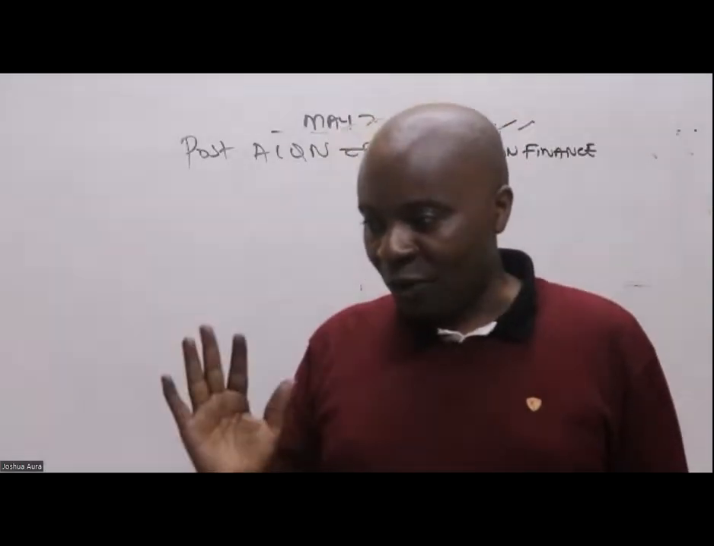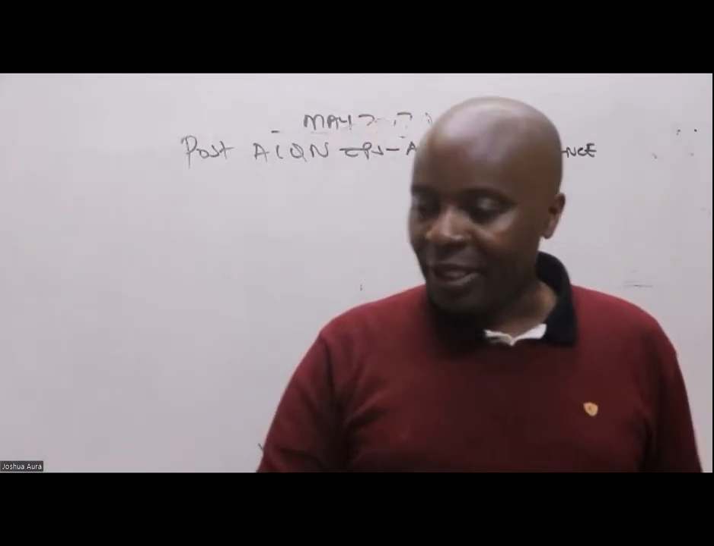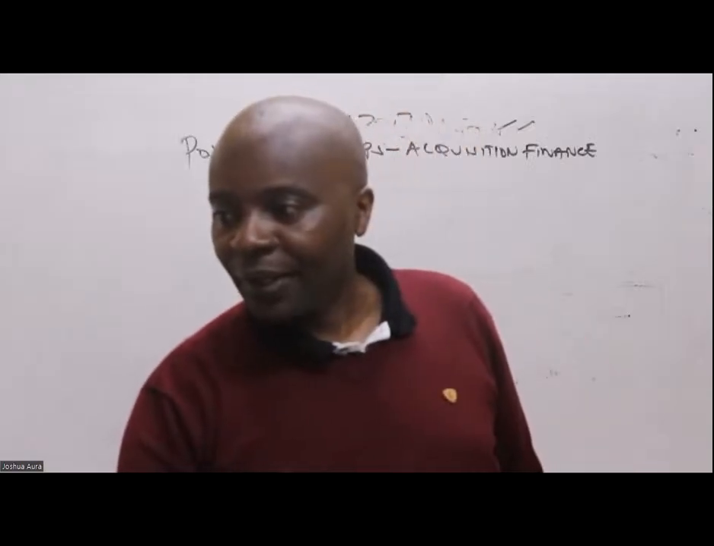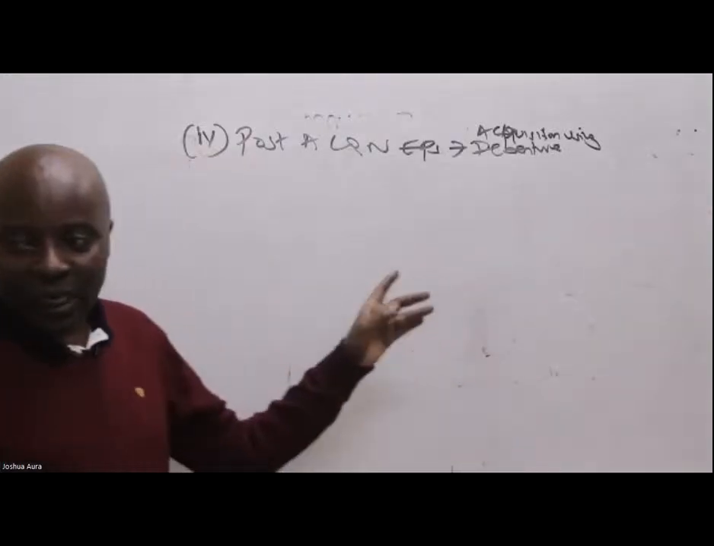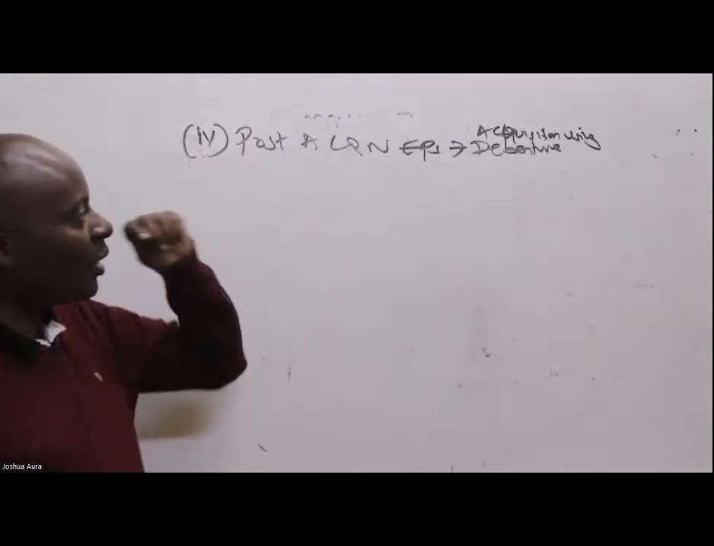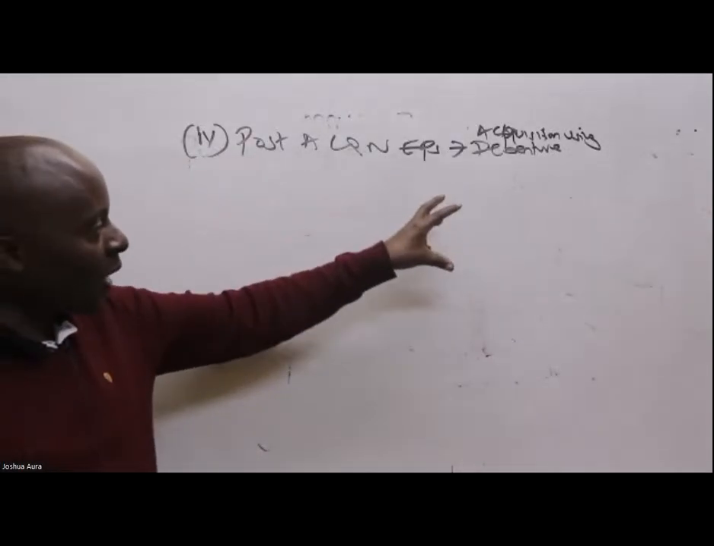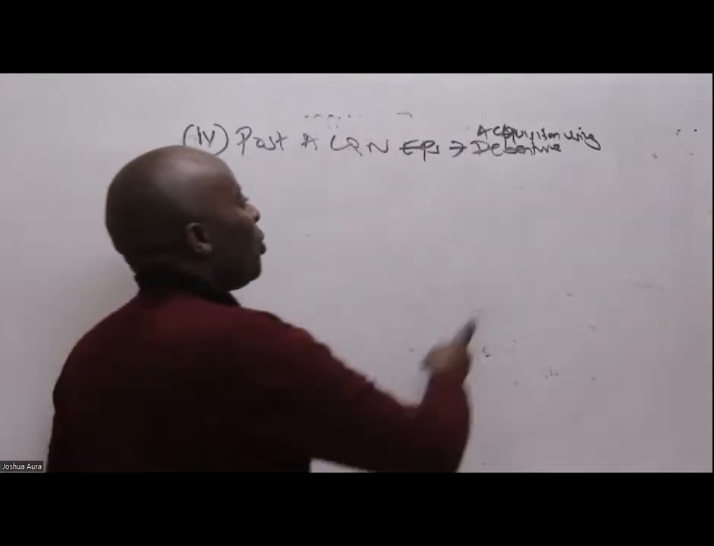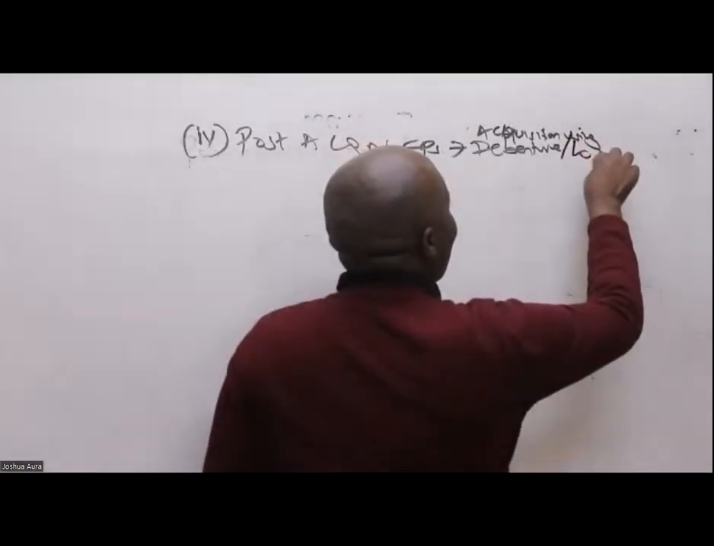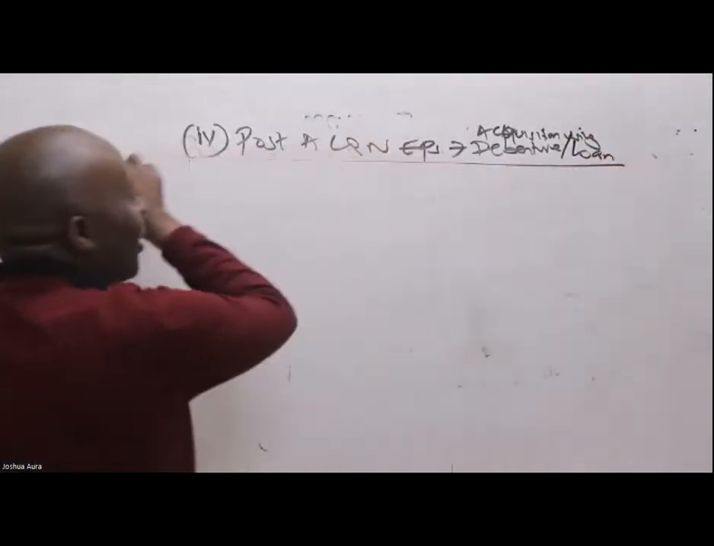Now we're looking at Roman 4. In Roman 4, they want us to give them post-acquisition earnings per share when we have acquired this target company using a loan.